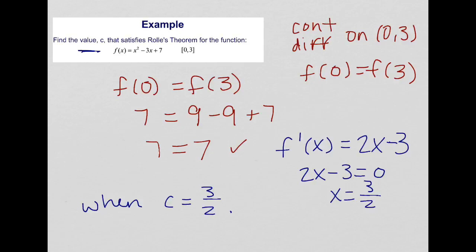And if you want to check that, if you graph this in your calculator, you'll get a parabola, and you'll see that it has a minimum at x equals 3/2, which is where the tangent would be 0.